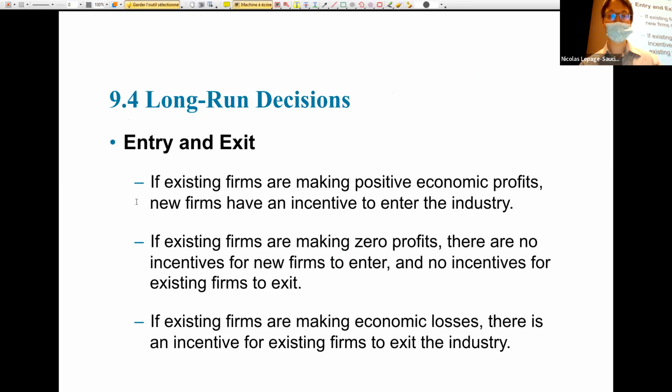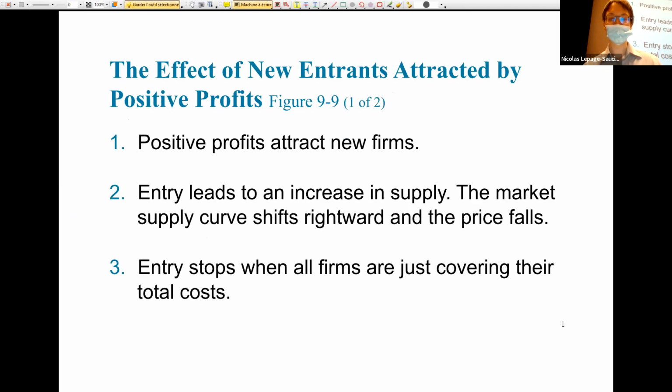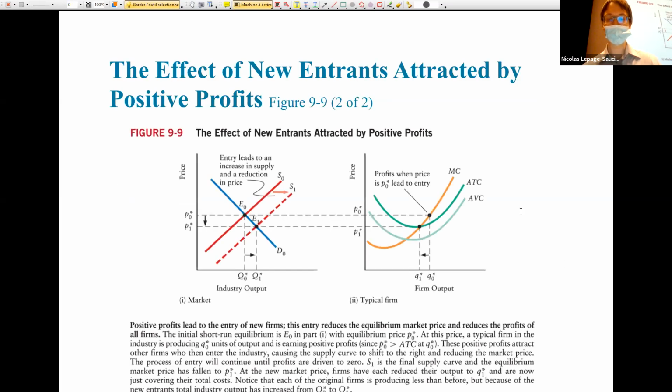Entry and exit. If existing firms make a positive economic profit, then new firms have an incentive to enter the industry. If firms make a zero profit, then there is no incentive for a new firm to enter and no incentive to exit. And if firms are making economic losses, then they want to exit the industry. So that is exactly the same thing. This is what happens, for instance.